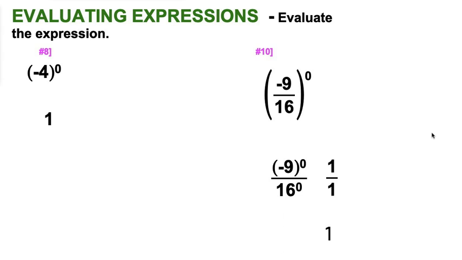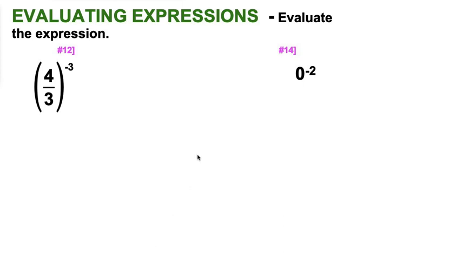I could take this extra step, or I could just say -9/16 in itself is a non-zero number. Raised to the 0 power, it's 1. I like where this is headed. Okay. Some goofy ones here. And honestly, this is just bad form. Shame on your teacher if they gave it out. (4/3) to the -3. Let's distribute.